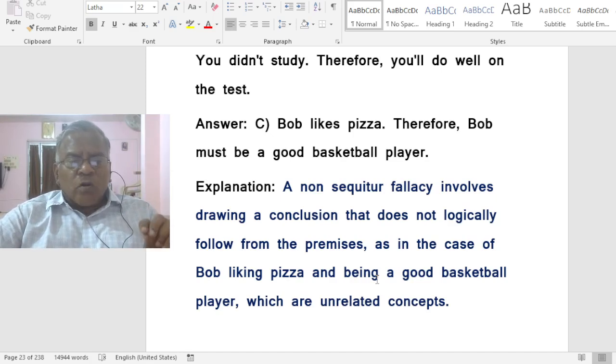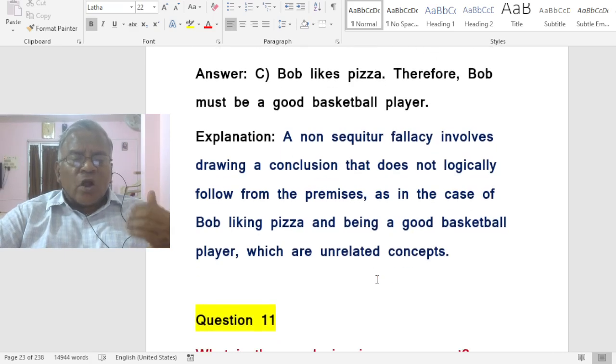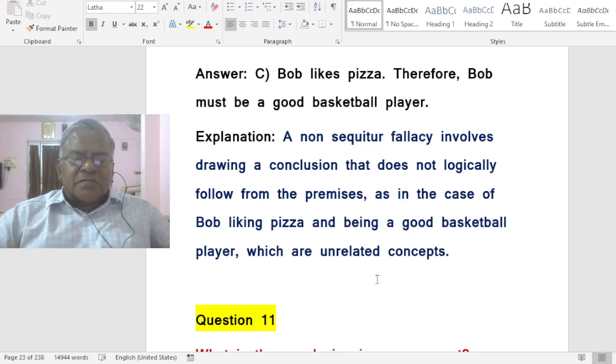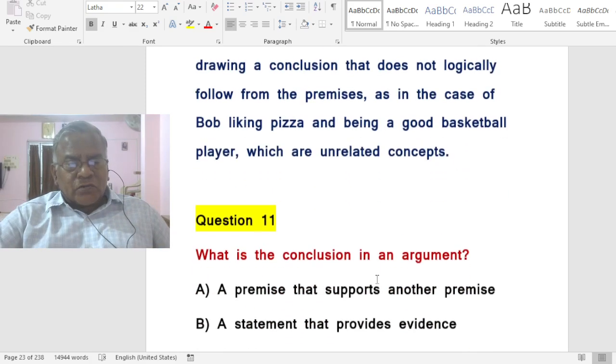Right? A non-sequitur fallacy involves drawing a conclusion that does not logically follow from the premises, as in the case of Bob liking pizza and being a good basketball player, which are unrelated concepts. See, if you are having unrelated concepts in the conclusion, then you must be having a non-sequitur fallacy. I hope you understood this.